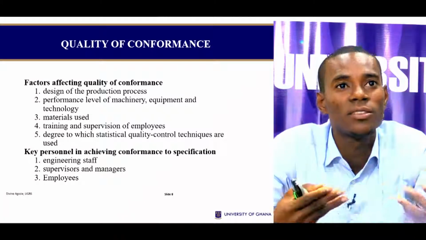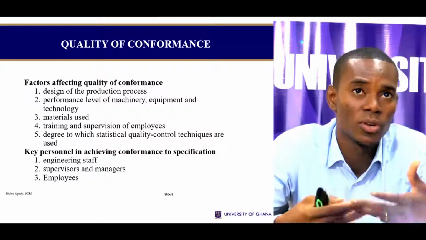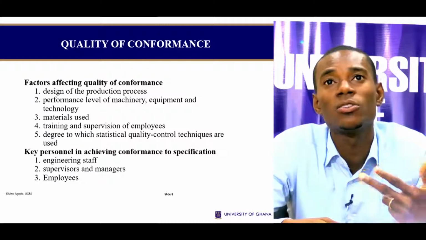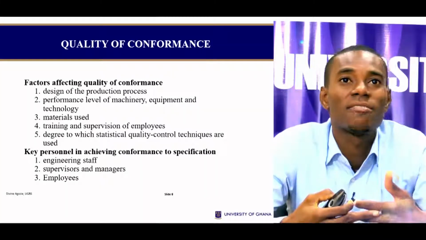But if there are deviations, and when I mean deviations, I mean woeful deviations, then that product will not be of good quality. So to the producer, the quality of conformance determines his definition of quality. Now, what are some of the factors that can affect quality of conformance?